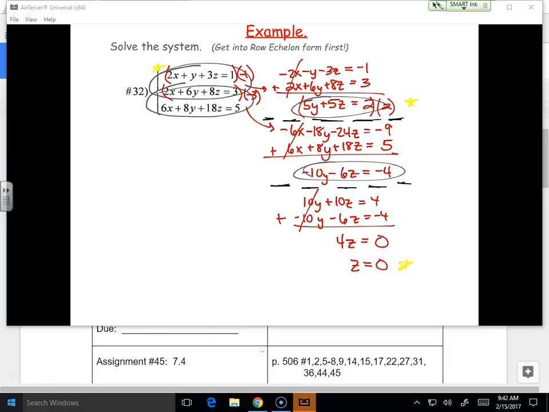We want to get leading coefficients of 1 if possible. To technically get row echelon, I'm gonna divide everything, but if you were afraid of fractions, you could leave it alone and you would still be able to solve. That was my first one, everything divided by 2 to get a leading coefficient of 1. My second one, everything divided by 5 to get a leading coefficient of 1. And my third one will be z equals 0.